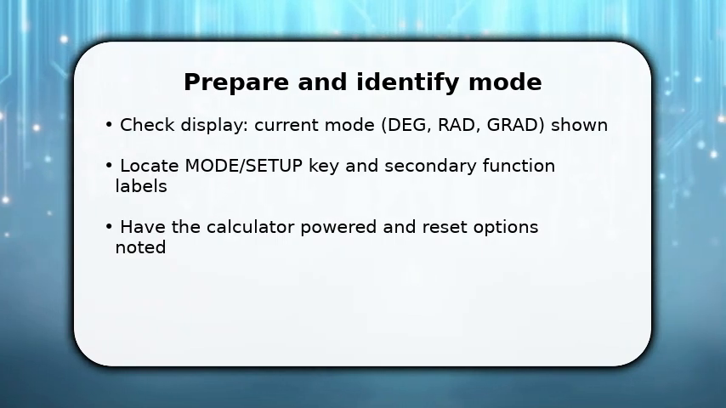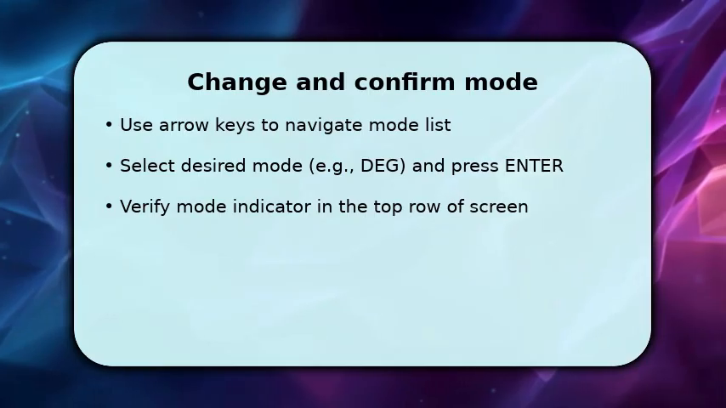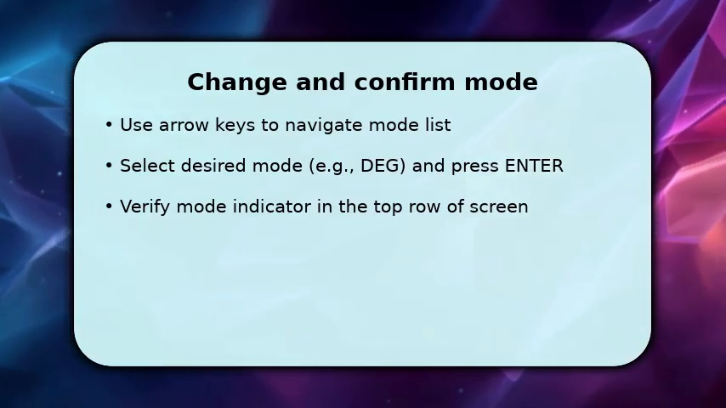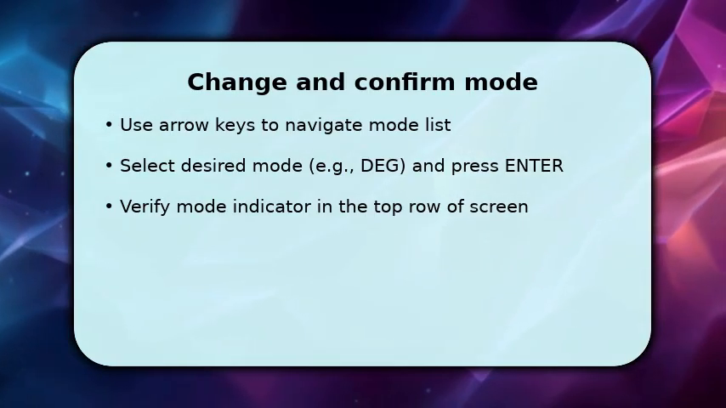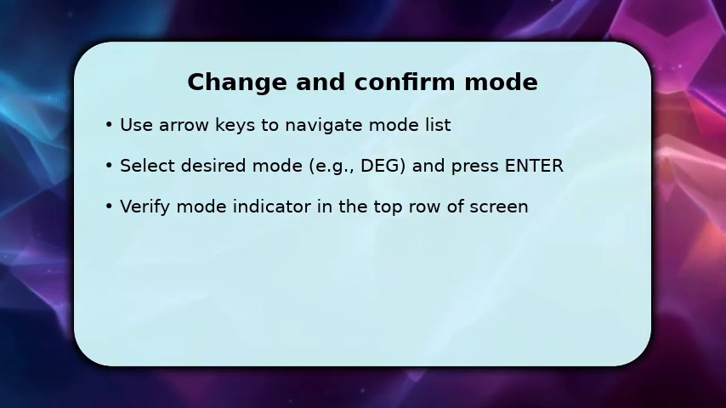Now navigate the mode menu using arrow keys. You need to highlight the exact option to exit the unwanted mode. Once highlighted, press Enter to apply the change. This tells the calculator to stop using the previous mode for calculations.